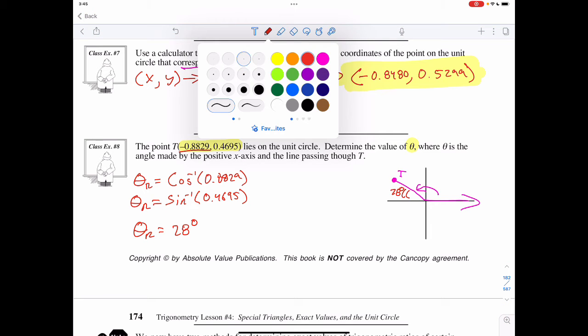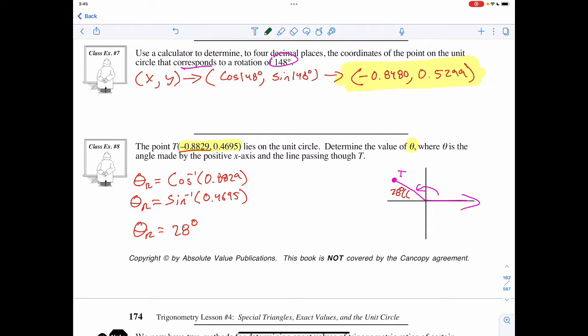If that's true, then my rotation angle is going to be 180 minus 28. My rotation angle is going to be 152 degrees to the nearest whole degree.